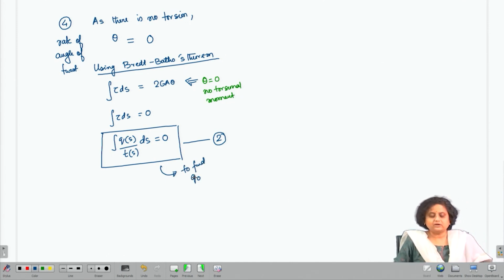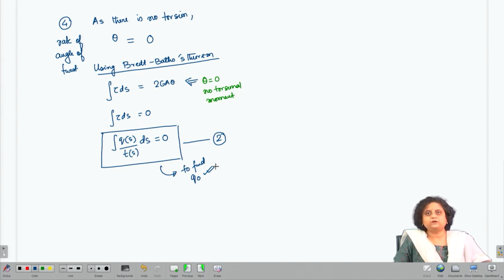In this equation, we will substitute the value of Qs. Now, in the values of Qs, we have an unknown Q0. Using this expression, we can find out Q0, and thereby we can get the complete shear flow distribution in the cross section due to the shear forces.